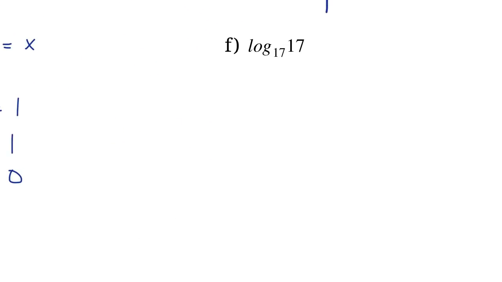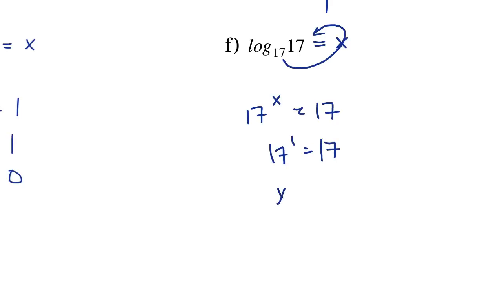Log base 17 of 17. Well, this one might look a bit silly, but if we turn it into exponential form, it should be pretty obvious. 17 to the power of what gives us 17? The answer there should be pretty obvious. x has to be 1, right? 17 to the power of 1 is going to give us 17, right? So the answer is x has to equal 1.